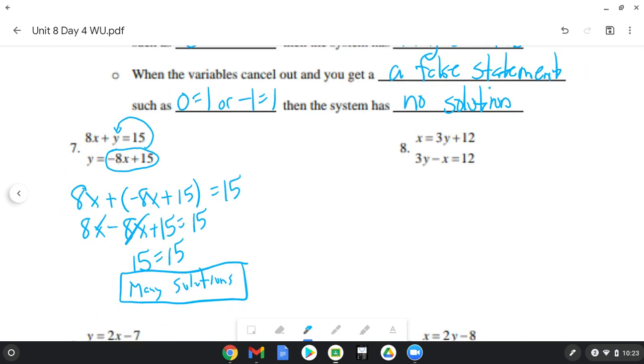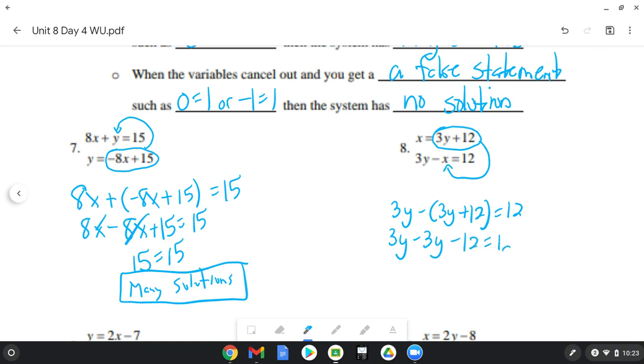Number 8, we would circle what's after the x equals and plug it in for x down below. So now we would get 3y minus, and instead of x, we wrote 3y plus 12, equals 12. So we would distribute, and we get -3y minus 12. So the 3y's cancel each other out, and then in the end, we get -12 equals 12. So that means that those two are different, and all the variables canceled. So that would be no solution.